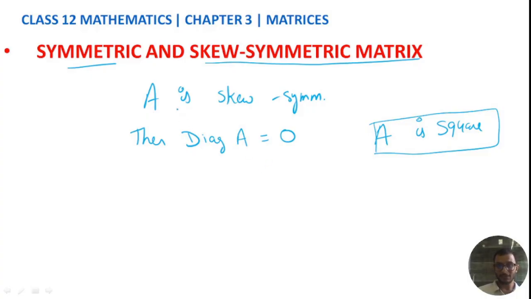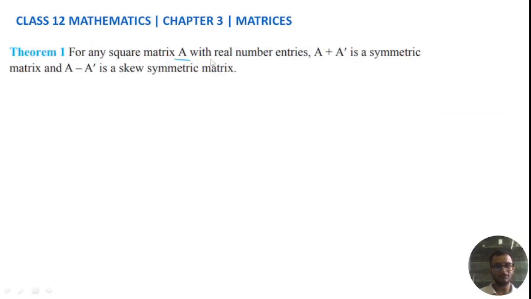Then you can say that if A is skew symmetric, then the diagonal of A equals 0, because now our A is a square matrix. I forgot that condition, that's why I was confused. I knew this property held, but I was getting stuck on why we can always talk about the diagonal. Now it is clear, because you can talk about symmetric and skew symmetric only if your matrix is square. So what this theorem tells: for any square matrix A with real entries, A plus A dash is a symmetric matrix and A minus A dash is a skew symmetric matrix.